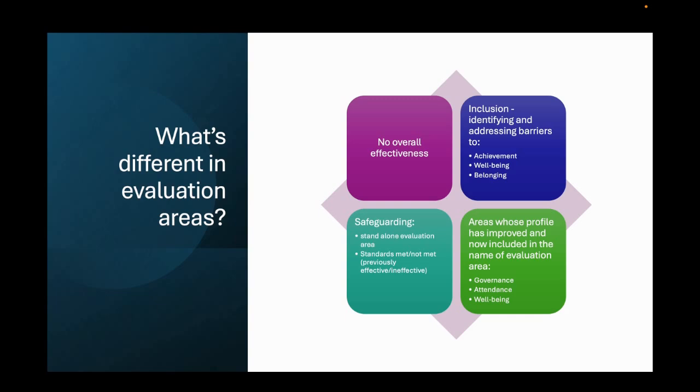So what's different in terms of evaluation areas? We've already mentioned the fact that there's no overall effectiveness, which is great. Inclusion is a brand new evaluation area, and it focuses on the extent to which the school identifies and addresses barriers to achievement, to well-being and belonging. We're mainly talking about areas of disadvantage, like the existence of special educational needs, whether pupils are in care, and any other disadvantages that you might identify.